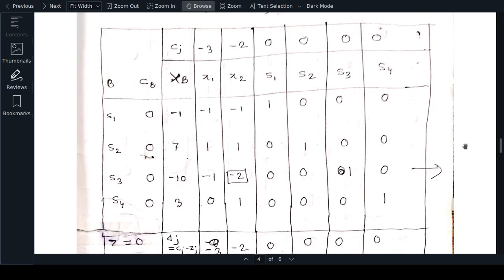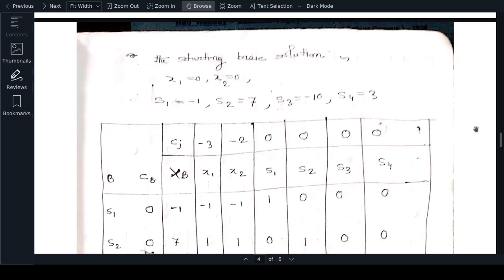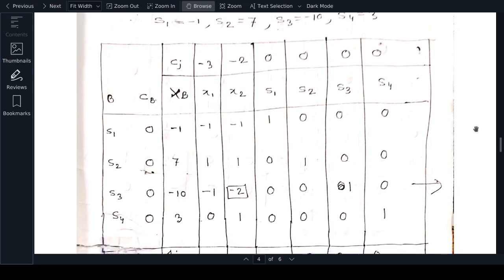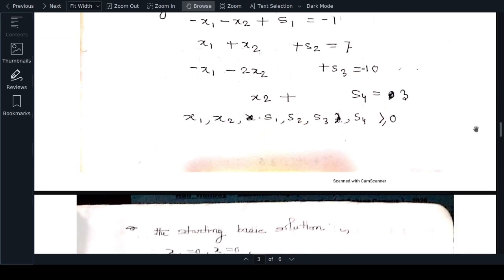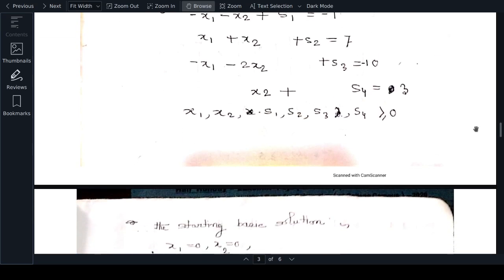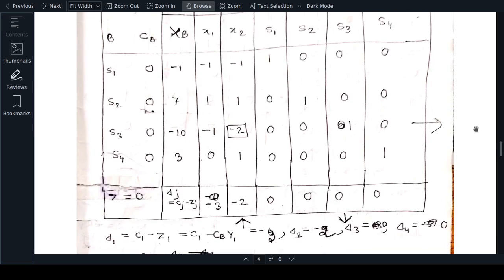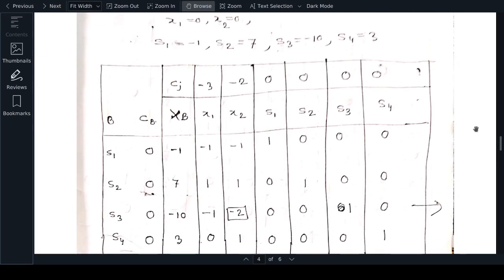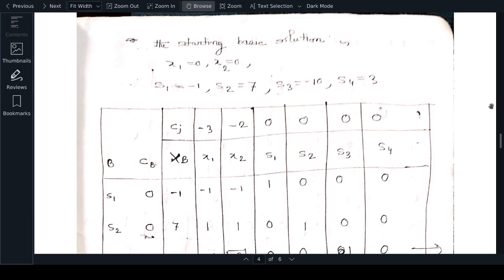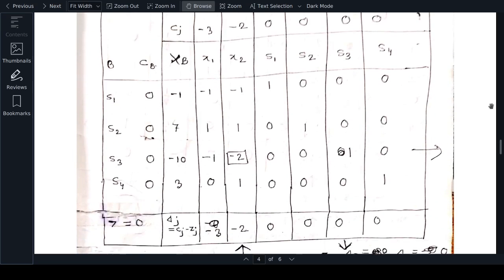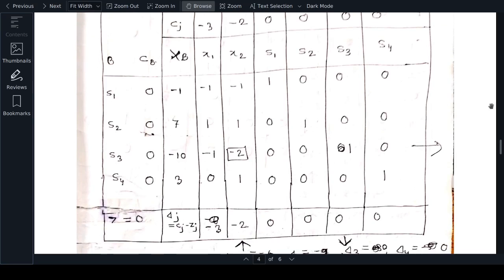So what will be the table? Same as earlier: B, then CB, next one is XB. XB means small bi here. Then we write x1. X1 means all the coefficients of x1. We have not changed here y1. If you are interested, you can write capital Y1. Next are x2, s1, s2, s3, s4, and Cj means coefficients of the objective function: -3, -2, then 0, 0, 0, 0. Next you fill up this table.